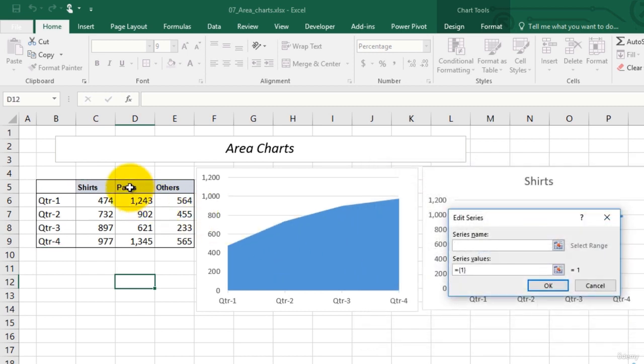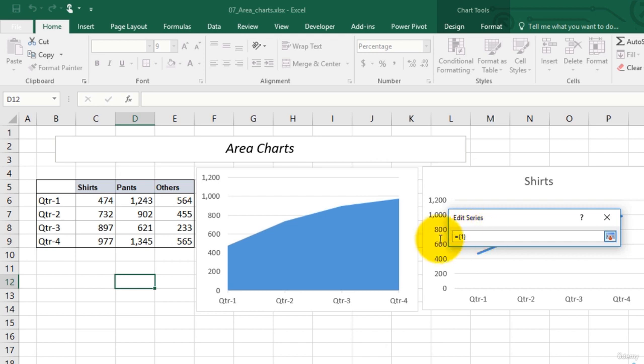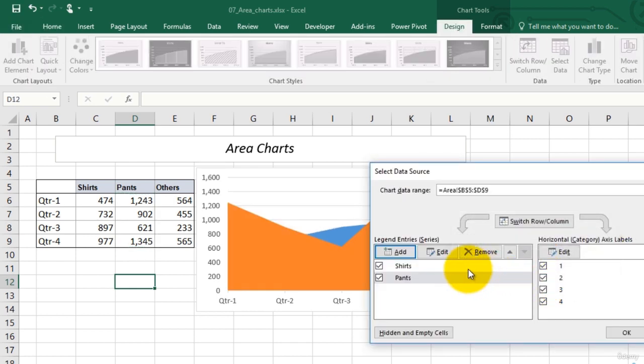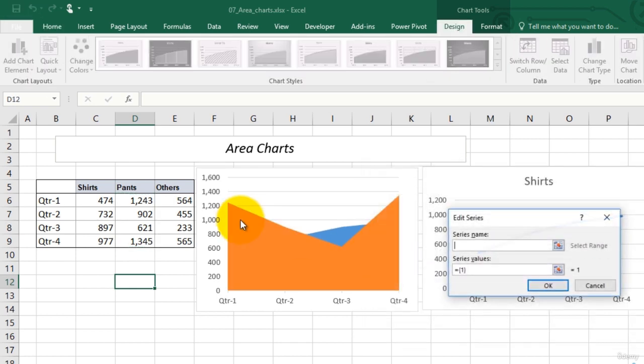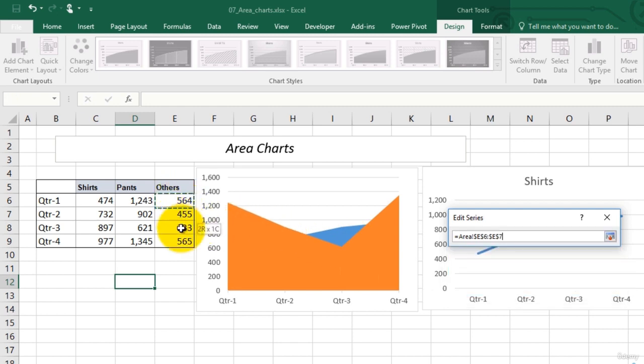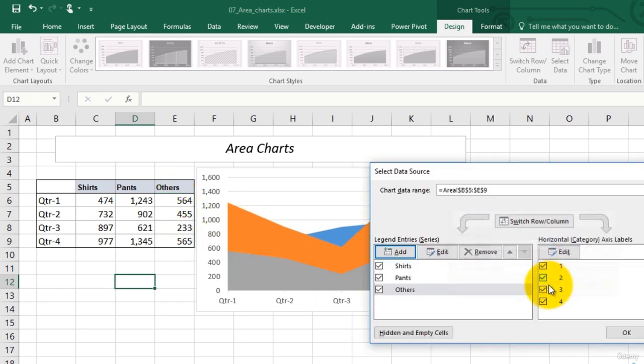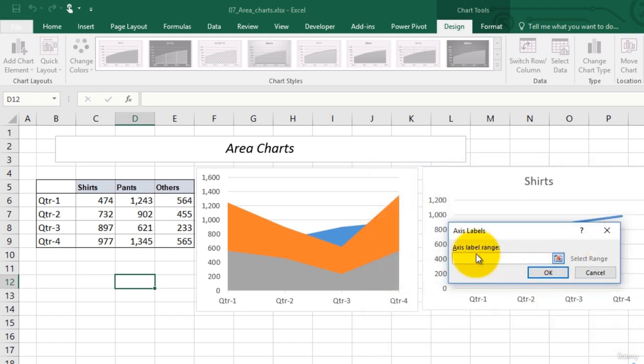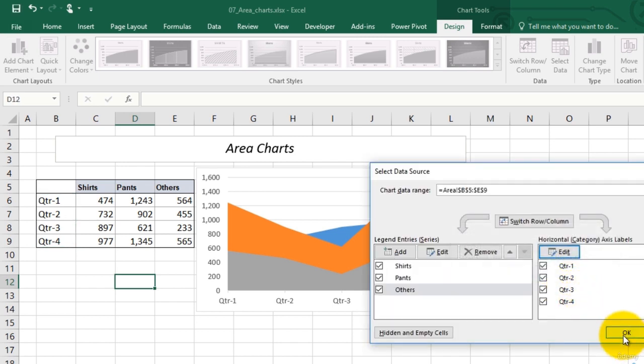I'll add a legend here. Name is pants, and the series is these 4 values, data series values. Another one, others is the name, and these 4 are the values. We can edit the horizontal axis. Okay.